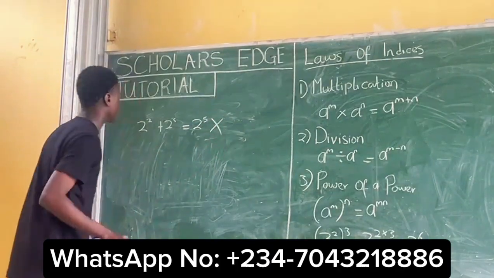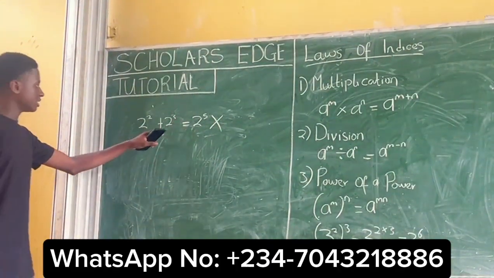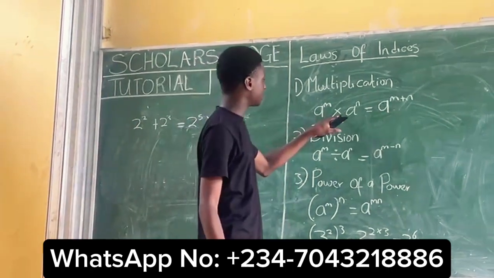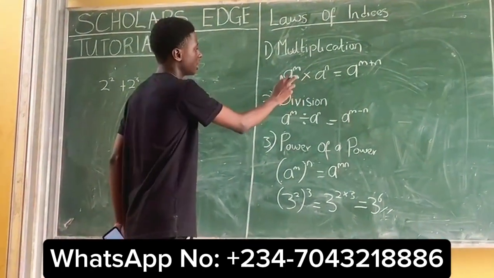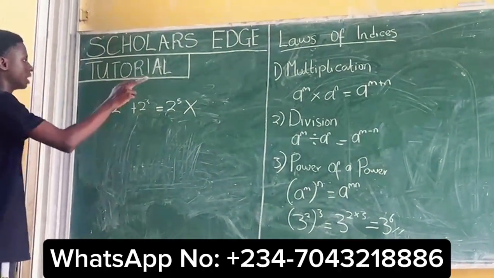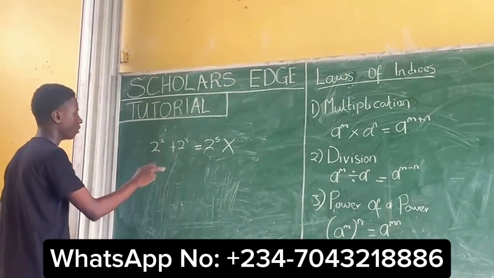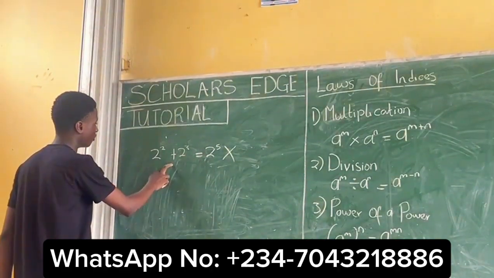This is totally wrong. You don't do this. This law only applies if there is a multiplication sign. If there is a multiplication sign, that is where you apply that rule or that law. So you don't apply that rule for this.